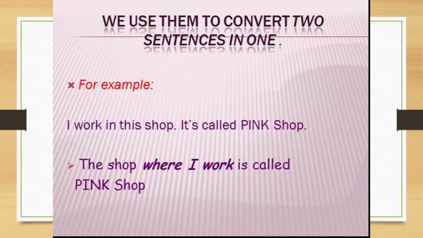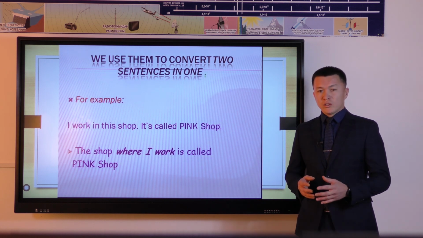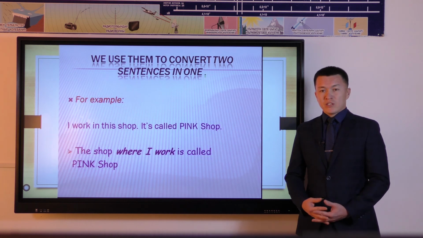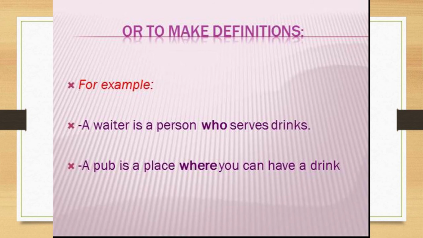The first rule is we use them to convert two sentences into one. For example, I work in this shop and it's called Pink Shop. We have two sentences, and to combine them into one, we have to use the relative pronoun where. For example, the shop where I work is called Pink Shop. Here we can see that the pronoun where replaces the word shop, so it won't be repeated.